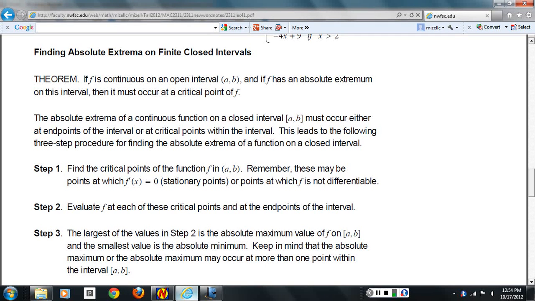So how do we find them? Well, we got a theorem. If f is continuous on an open interval (a, b), and if f has an absolute extremum on this interval, then it must occur at a critical point of f.